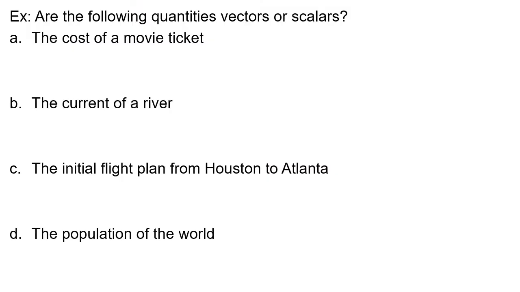So which one of these would be a vector and which one of these would be a scalar? A scalar has to have just a value, but a vector has to have a value for the magnitude and also a direction that it might be going in. So for instance, the cost of a movie ticket doesn't have any direction associated with it. This would just be a scalar.